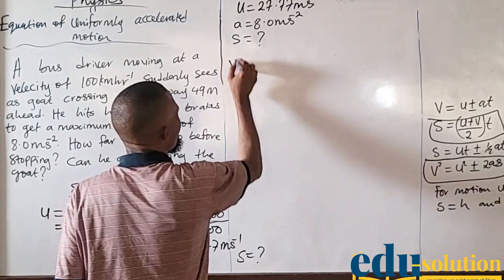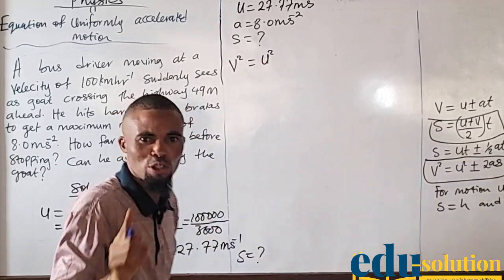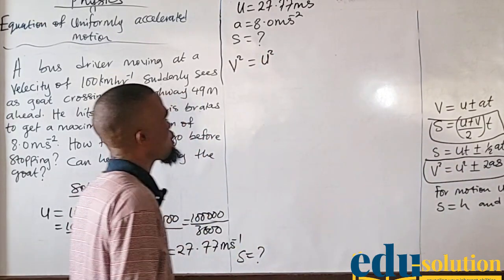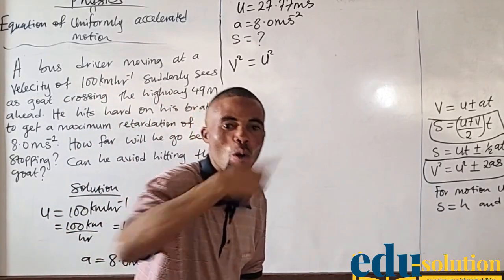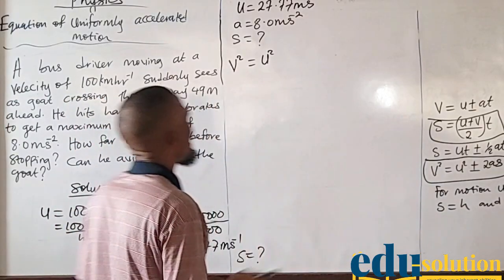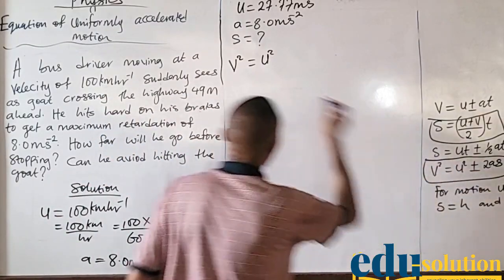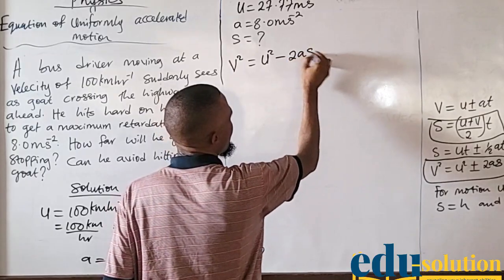So we have V squared is equal to U squared. Are we using plus or minus? We are using minus. I told you, the reason why we are using minus is because the question says retardation. Retardation is the opposite of acceleration. So we are using minus. We are not taking the 2 like I told you, we take the one which is minus because it's retardation. So we have minus 2ax.